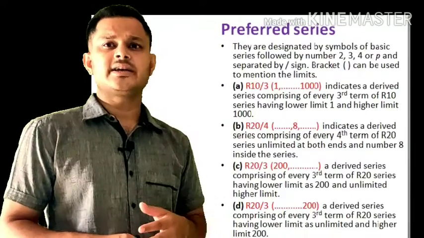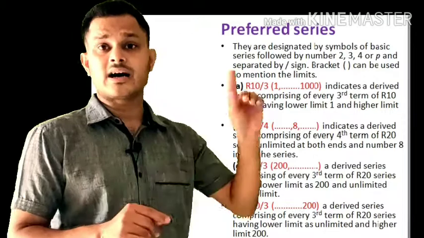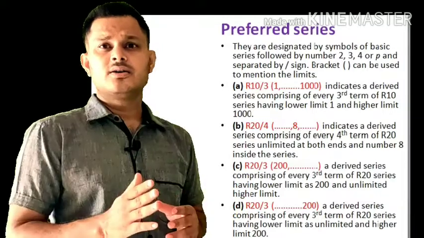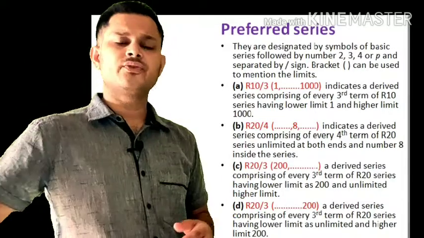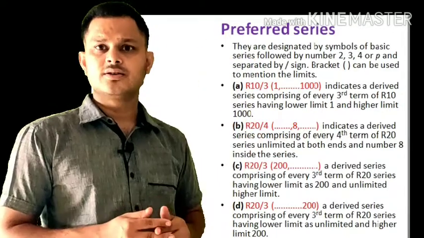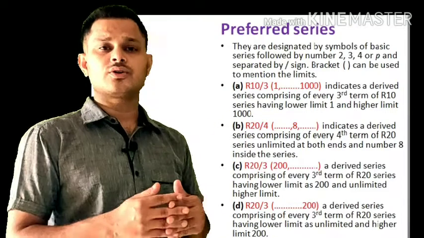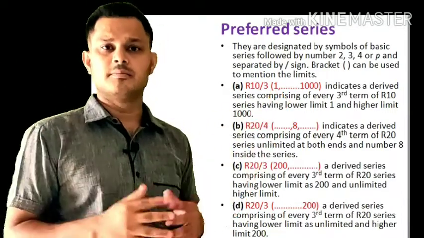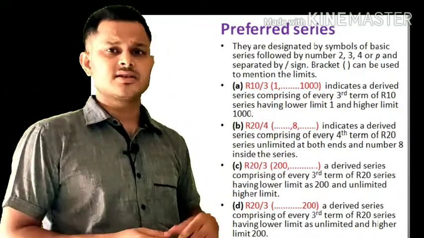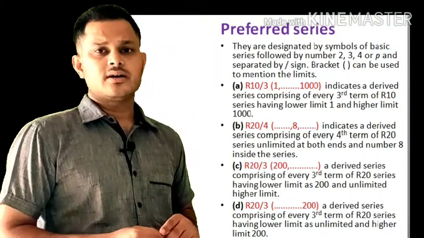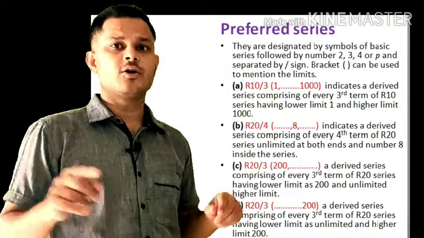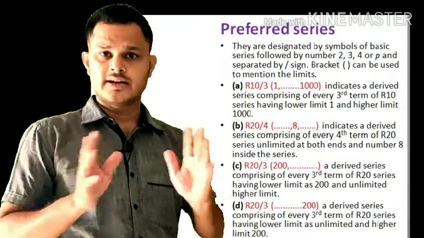They are designated by the symbols of the basic series only, like R5, R10, R20, but followed by numbers 2, 3, 4, 5 or n, and those numbers and the series are separated by a slash. Sometimes a bracket can be used if you want to limit the numbers, like if I want the numbers only from 1000 to 1 lakh, and so on. Let us see the examples. In example A, in red we have written R10 slash 3 in bracket 1 comma, last limit is 1000. Let us understand this.